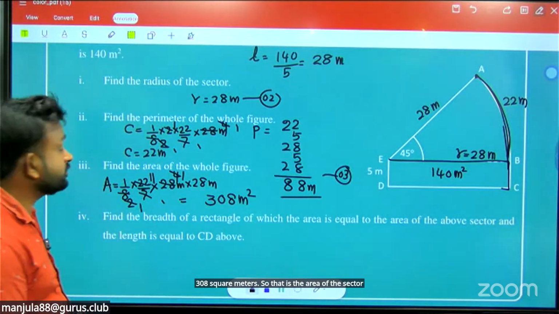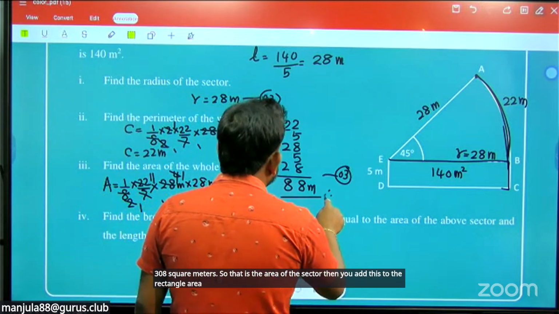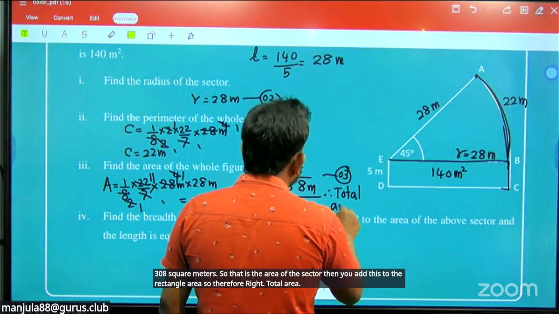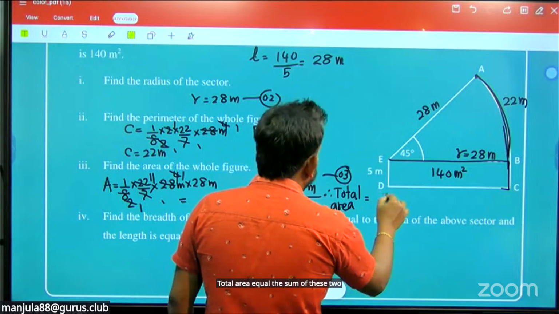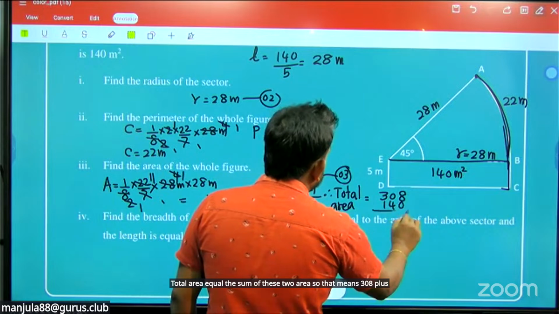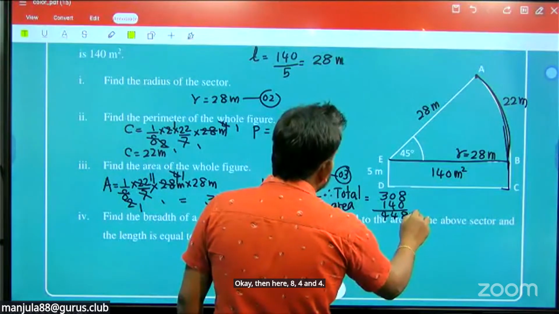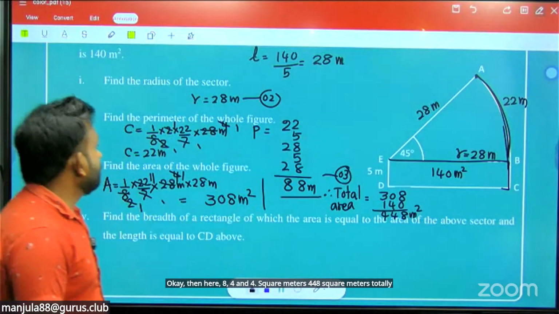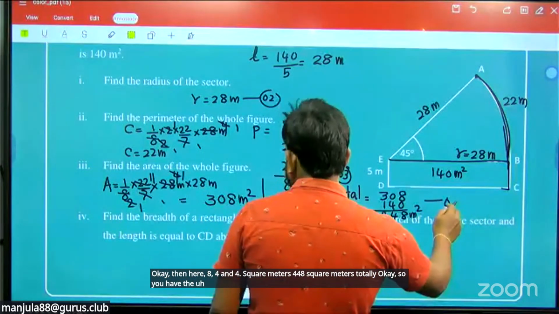Then you add this to the rectangle area. So therefore, write total area equals the sum of these two areas. So that means 308 plus 140. Okay, then here 8, 4 and 4, so 448 square meters totally. Okay, so you have 3 marks there.